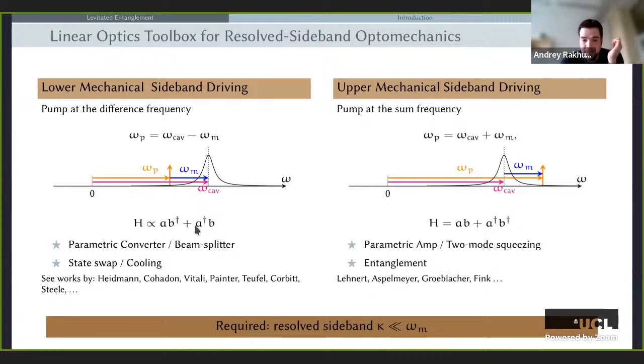This talk relies on these two types of interaction, which take place when the resolved-sideband condition is met. That is when the cavity linewidth is significantly smaller than the mechanical frequency. In this case, when we tune onto a mechanical sideband, that is, if our drive field is detuned by exactly one mechanical frequency away from the cavity resonance, only one of these two interactions is resonant and the second one is significantly suppressed. So if we tune to the lower mechanical sideband, we have a parametric conversion interaction, also well known as a beam splitter or state swap interaction. If we tune onto the upper mechanical sideband, that is, we drive at the sum frequency, we have the two-mode squeeze interaction, which is the entanglement-generating workhorse in quantum information science.